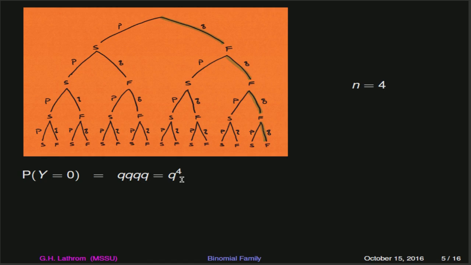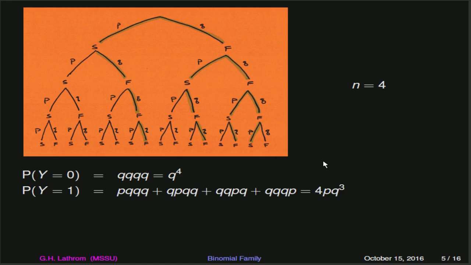The probability that we have only one success, well, we can have a success on the first trial and no other successes. We can have a success on the second trial and no other successes, a success on the third trial and no other successes, and a success on the last trial with no other successes. So we've got 4 possible ways that can happen, with a probability along any particular path being just p times q to the 3rd power.